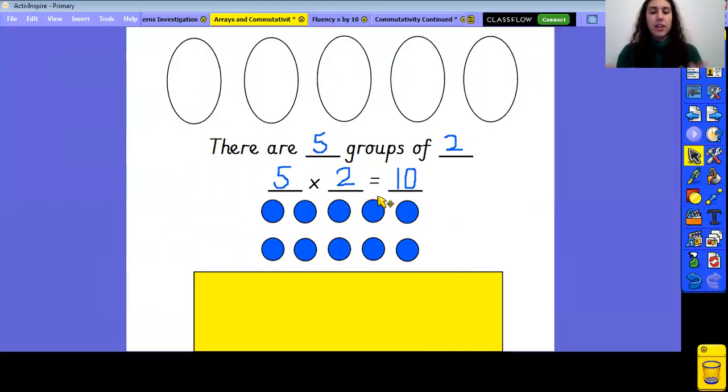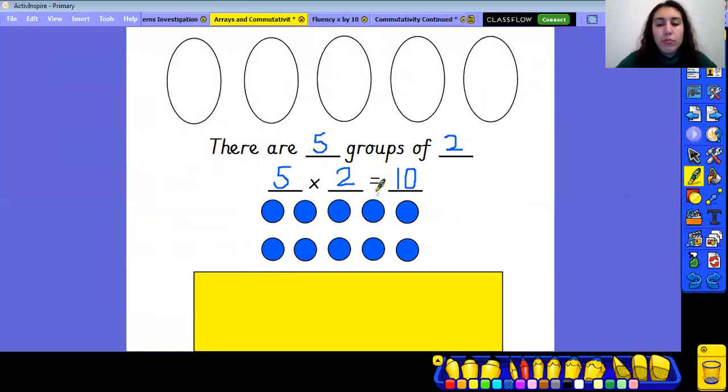Array. Super duper. So an array is when we have all of our counters laid out in rows and columns. So what this array shows us is that I've got 5 groups of 2. So just like I had before, I can show my groups of 2 like this. There you go, we've got 1 group of 2, 2 groups of 2, 3 groups of 2, 4 groups of 2, 5 groups of 2.